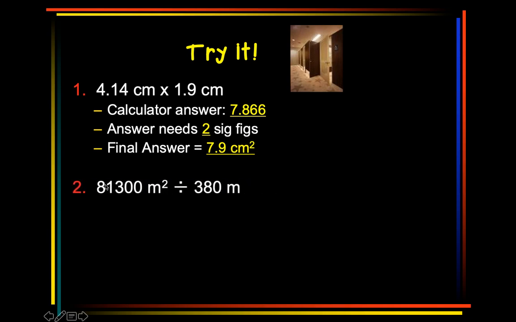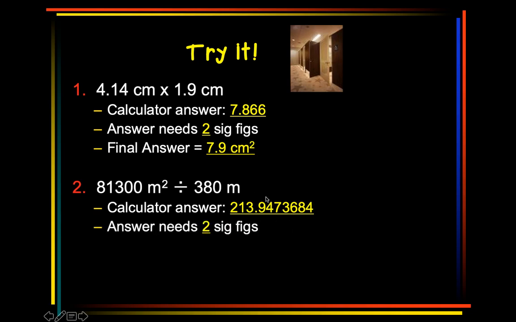Try this one. 81300 divided by 380. Okay, so do the math like normal. Your calculator gives you an answer. Whoa, oh my gosh, that's a crazy number of sig figs. Where did all those numbers come from? Well, remember, the calculator just does math, and that's fine. We as scientists have to change the math answer to give the science answer.